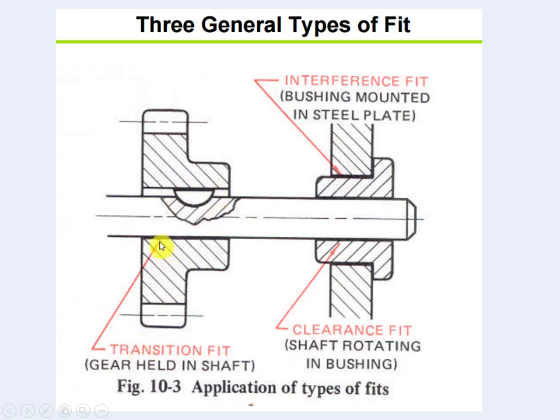So we have a transition fit between the gear and the shaft. And here, guys, we have a bushing between the shaft and the mount. Between the bushing and the mount, interference fit to fit the bushing in the mount directly and keep them fixed together. Between the shaft and the bushing, we have clearance fit to let the shaft rotate easily.